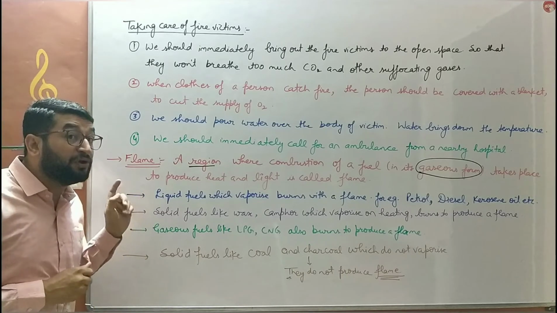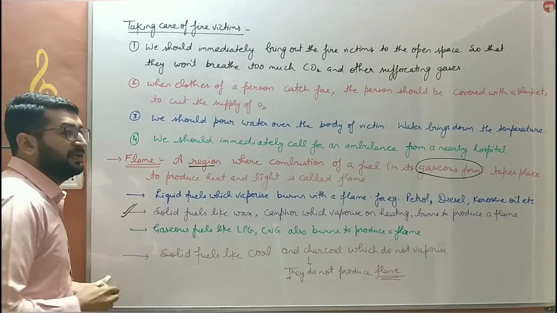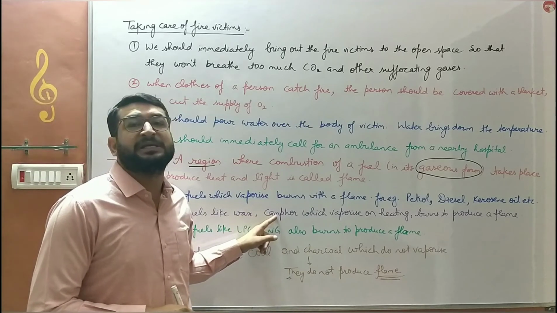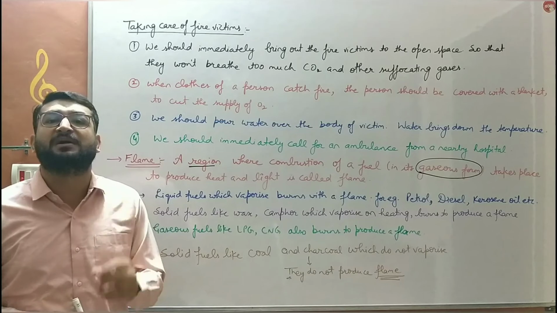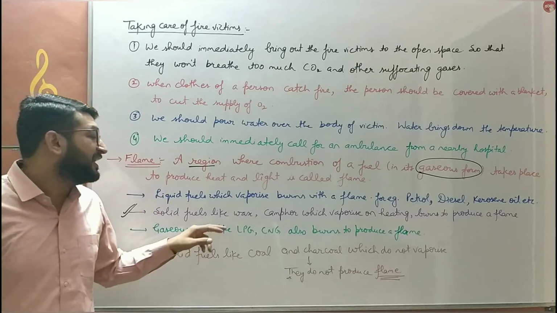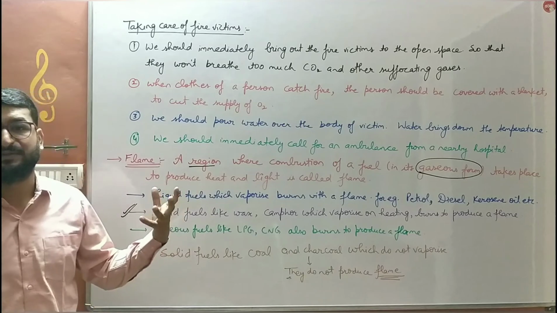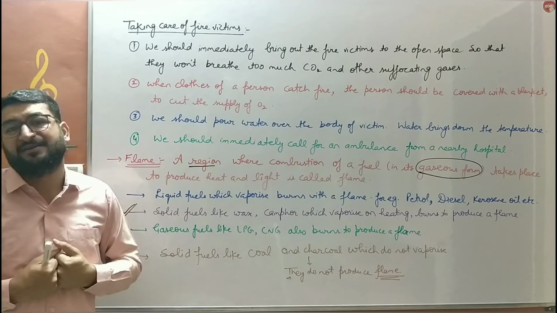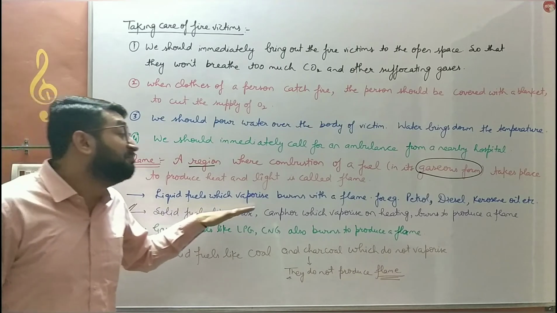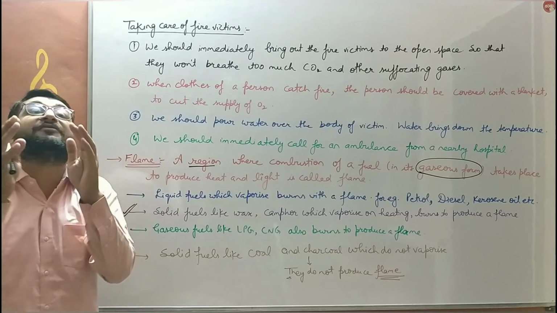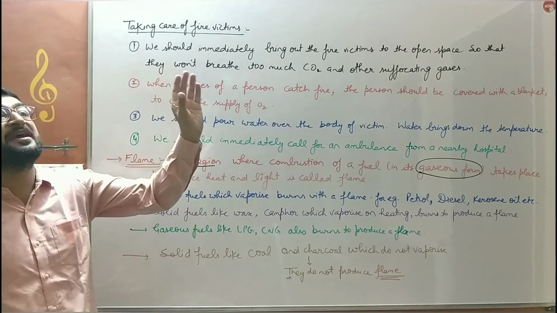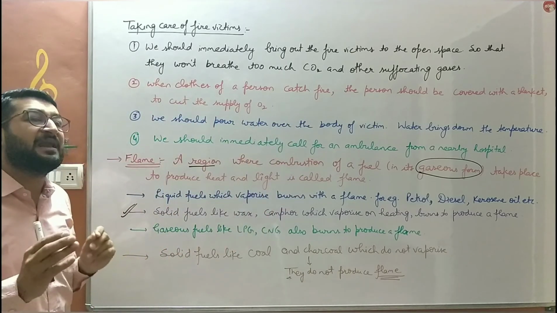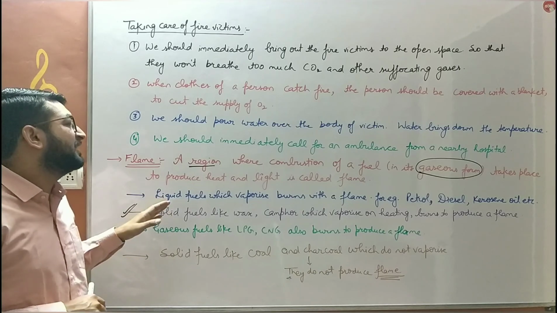Next, some solid fuels also, like wax, candle wax, camphor, kapoor as it is called in Hindi. They also burn to produce flame. Why? They are highly vaporizable. They convert into vapors very easily. That's why when they burn, they produce a flame, as their vapors go into the air, and in the air they burn to produce heat and light energy. That region is known as flame.